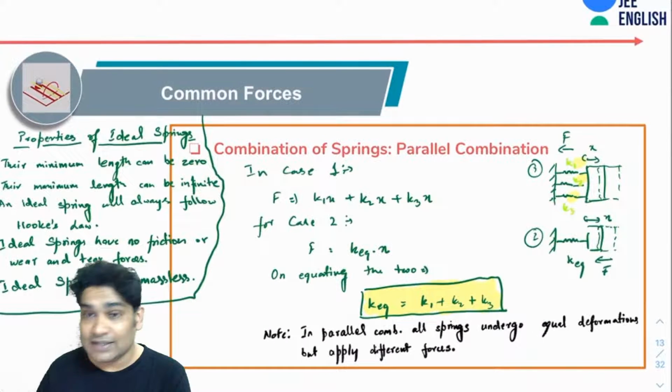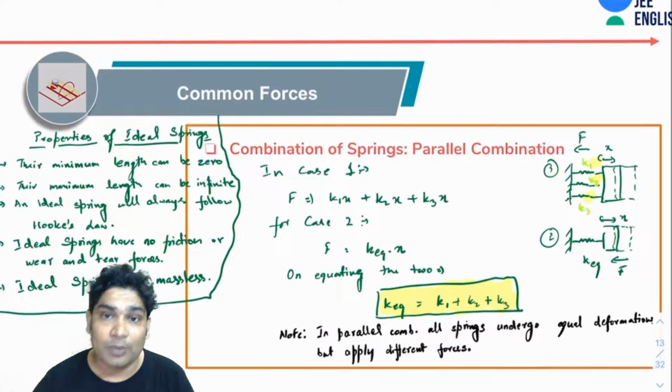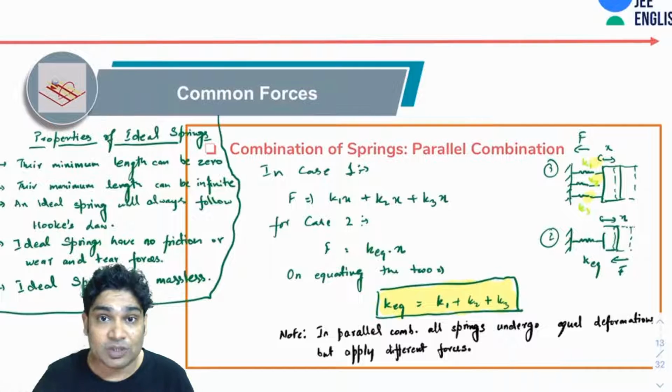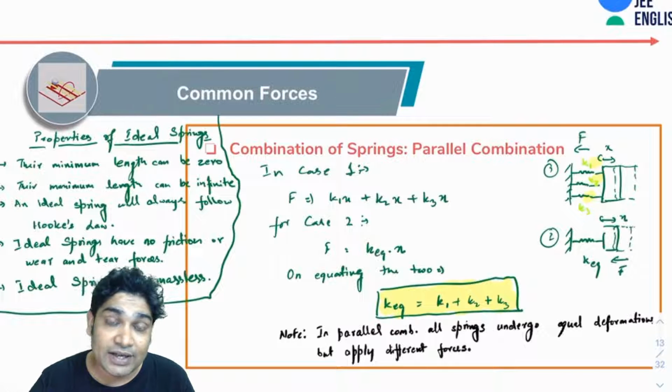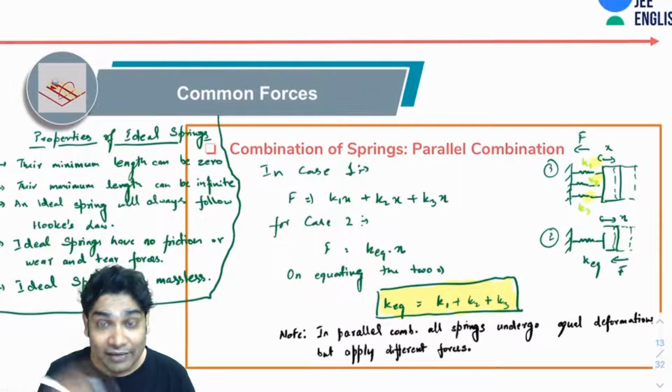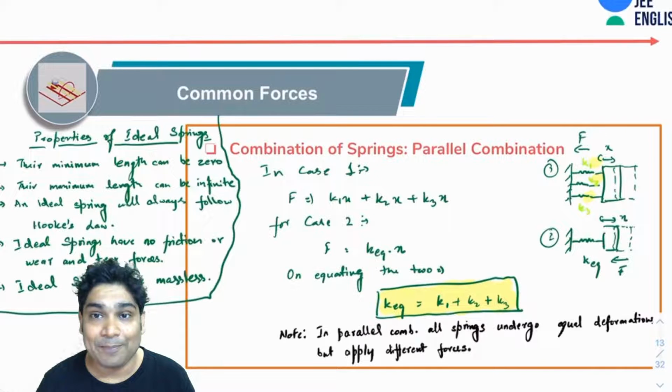All right, so this is everything that you need to know about parallel combination of springs. So the K equivalent is nothing but the sum of the individual spring constants, and in parallel combination every spring undergoes equal amount of deformation, that is either elongation or compression. However, every spring individually is applying a different force, okay?